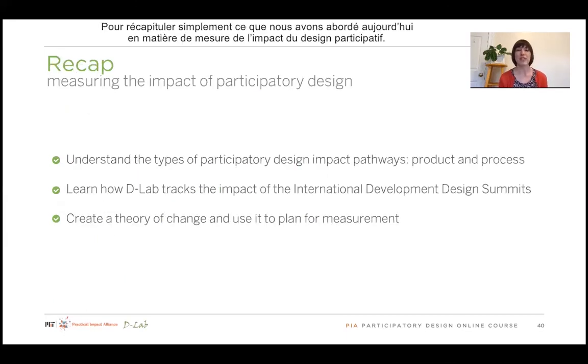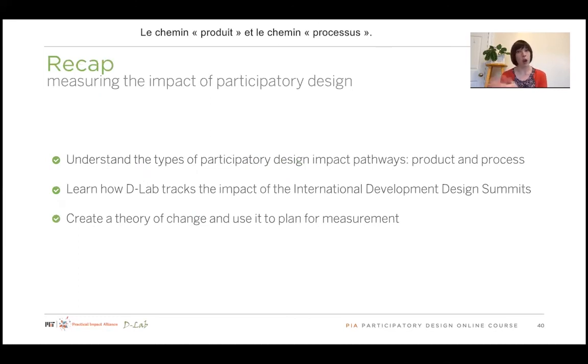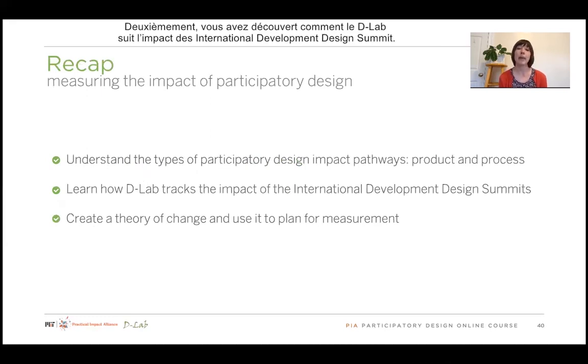So just to recap what we've talked about today in measuring the impact of participatory design. First, we've talked about the different types of impact pathways in participatory design: the product pathway and the process pathway. Both are important. Second, you've learned how D-Lab tracks the impact of the International Development Design Summits, and hopefully that gave you some inspiration of the types of tools and strategies you might use to measure the impact of your own participatory design innovation. And third, we learned about the concept of a theory of change and how to use that tool to plan for the measurement of your intervention.